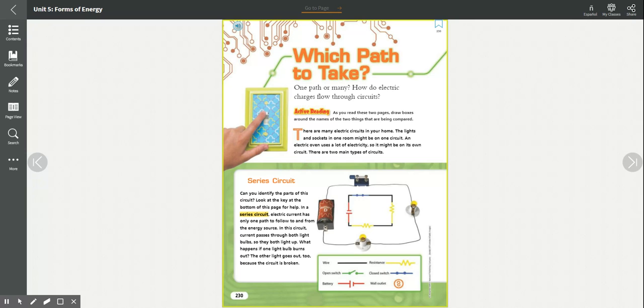In a series circuit, electric current has only one path to follow to and from the energy source. In this circuit, current passes through both light bulbs, so they both light up. What happens if one light bulb burns out? The other light goes out too, because this circuit is broken.